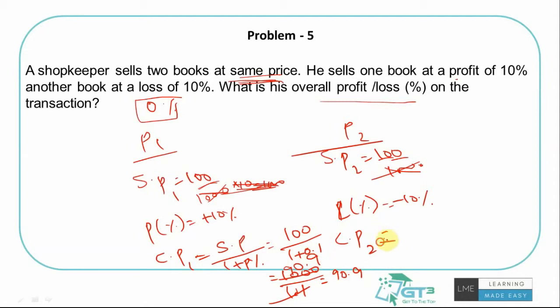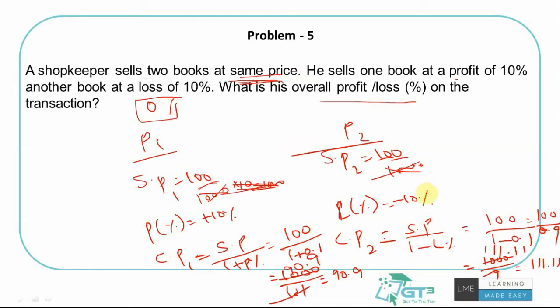What is the cost price of the second? Selling price by 1 minus loss percent. So that will be 100 by 1 minus 0.1. 10% is 0.1. That's 100 by 0.9. Right? That would give me something like 1000 by 9. That's going to be 9 ones are 9, 9 ones are 9. So it is going on like that, right?